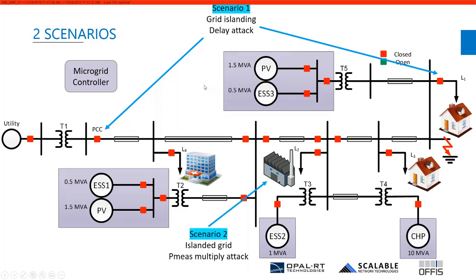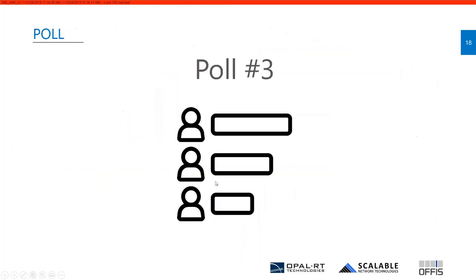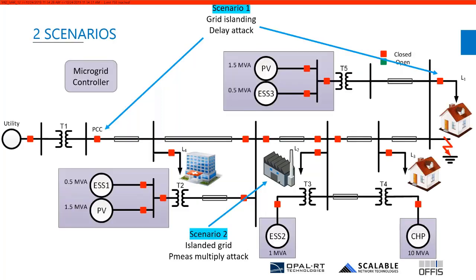The second scenario is while the grid is islanded, we're going to attack the power measurement value that is sent from this industrial load to the microgrid controller. We're going to double it. So the microgrid controller, again, is going to think that this load is pulling twice as much power as expected. And in response, as there's not enough generational power again, it's going to disconnect load number 3. So we're going to move to the live demonstration.